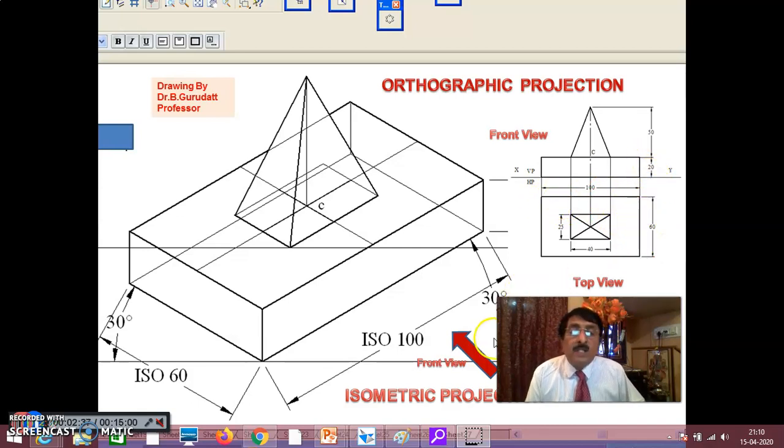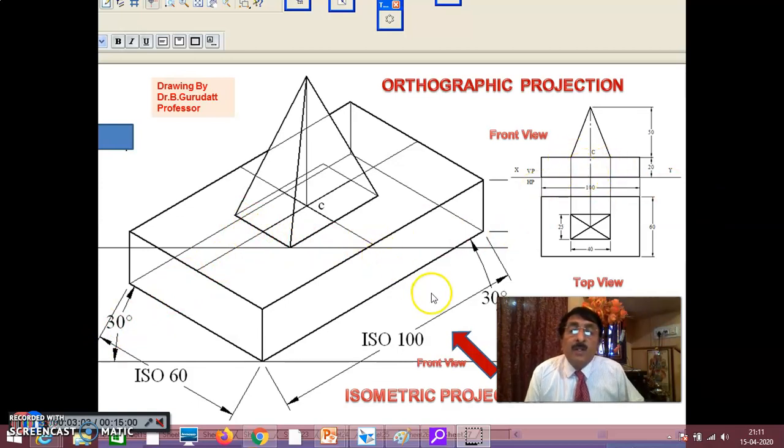Over which you see again here, over that you have a rectangular pyramid 40 by 25. This is 40. This is 25. Height is 50. If you are looking in this direction, this will be parallel to VP, correct? You have to see this as 40. If you are looking in this direction, this is 25. This is parallel to VP. This will be 25 in the front view.